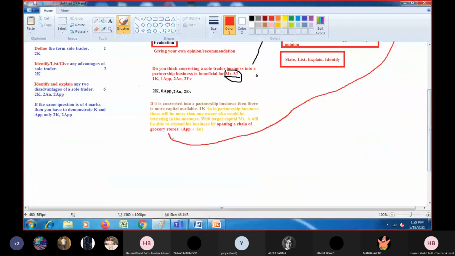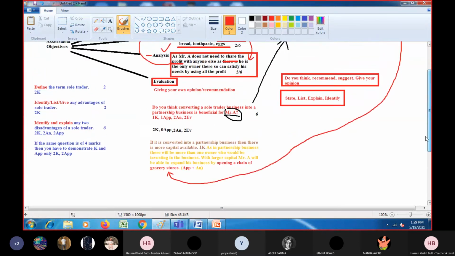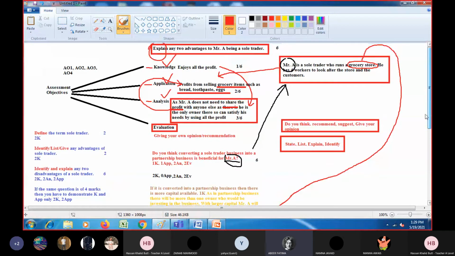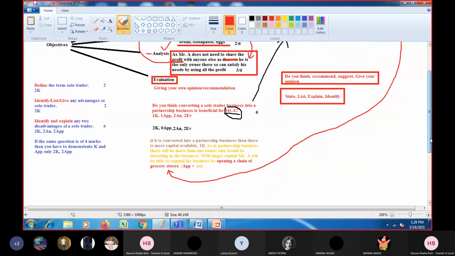So that is why this is application, right? Sir, I have a question. Okay, yes, please go ahead. Sir, if we use application alongside the knowledge or the analysis, will it give us the same marks as if we use it separately and build it up?